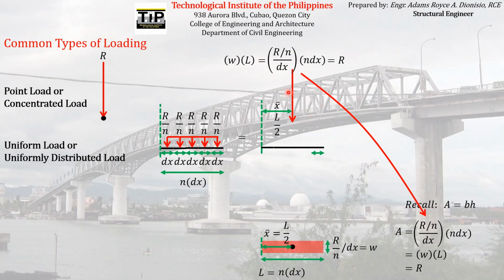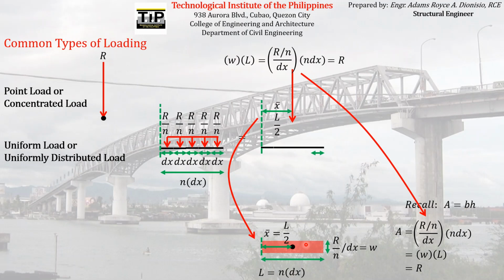As well as, tingnan nyo to, yung location ng resultant na to. This is L over 2 from the edge. Tingnan nyo yung location ng centroid ng geometric shape. L over 2 rin. Ano ba yan? Nagkataon lang ba to lahat na yung location ng resultant tsaka yung location ng centroid nitong geometric shape na to equal? Nagkataon lang ba yan? Actually, hindi. Hindi po yan nagkataon. Actually, that is the technique that we want to ma-formulate dito sa discussion natin.